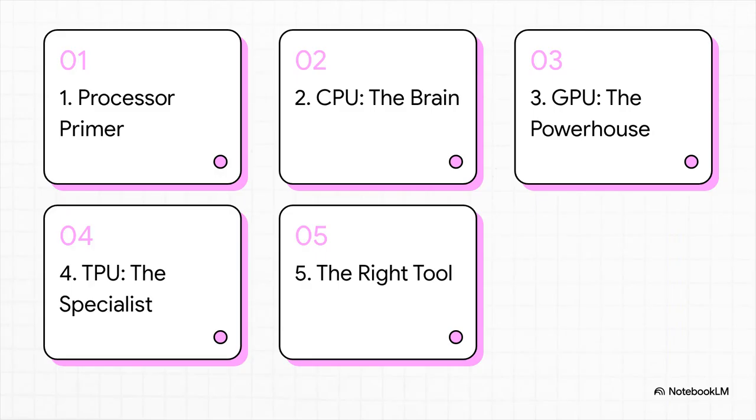So here's how we're going to break it down. First up, we'll do a quick primer on why we even have all these different chips. Then we'll dive into the CPU, the versatile brain. After that, the GPU, the parallel powerhouse. Then we'll hit the TPU, the AI specialist. And finally, we'll bring it all home and talk about how to pick the right tool for the job.